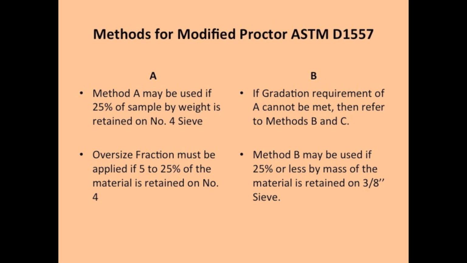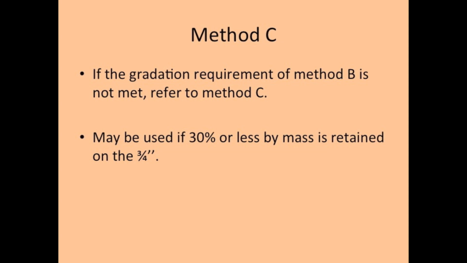Method B may be used if 25% or less by mass of the material is retained on a 3/8 sieve. If 5 to 25% of the material is retained on a 3/8 sieve, we must also apply an oversized fraction. If the gradation requirement for method B is still not met, then we must refer to method C.